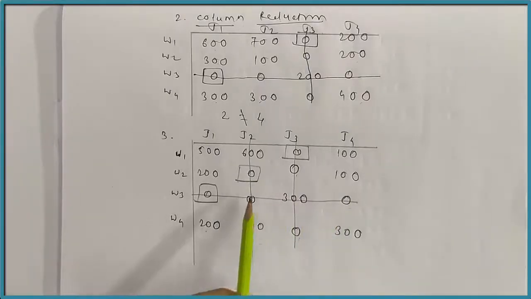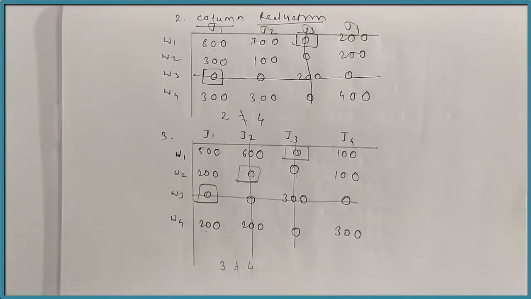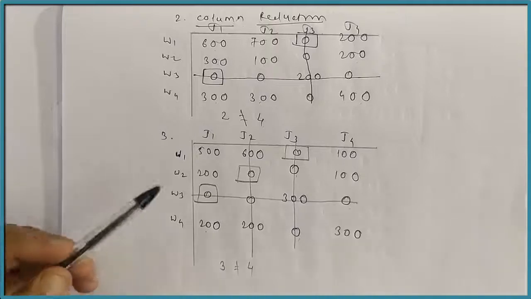The number of lines is 1, 2 and 3. The number of lines is 3 and the order of the matrix is 4. Therefore, we can say that the number of lines is not equal to the order of the matrix. Therefore, here we cannot get the optimal solution. Therefore, we will go for the next step.